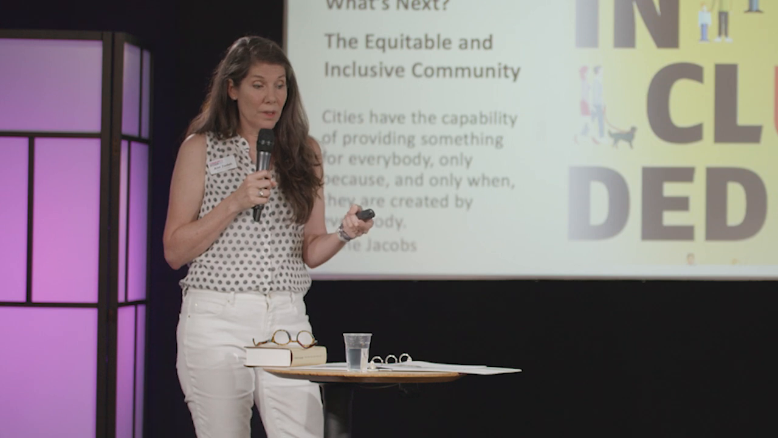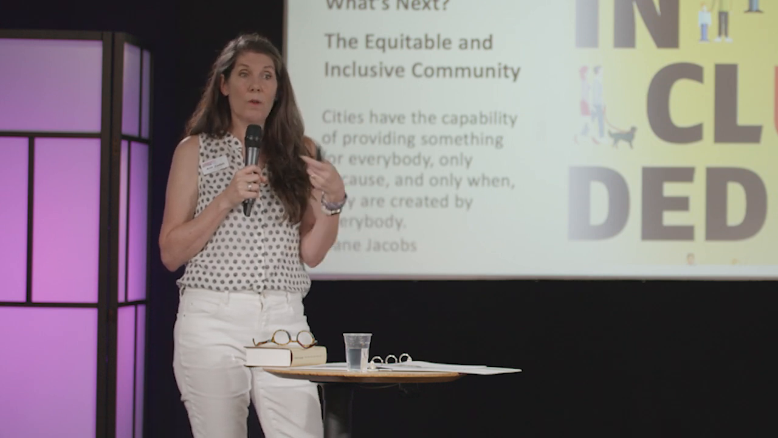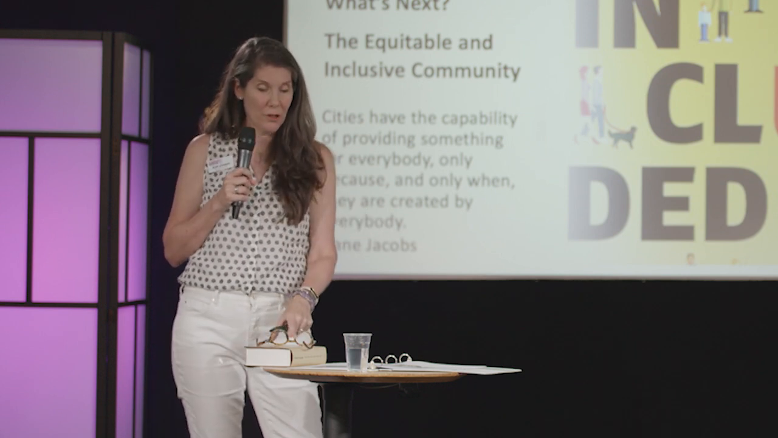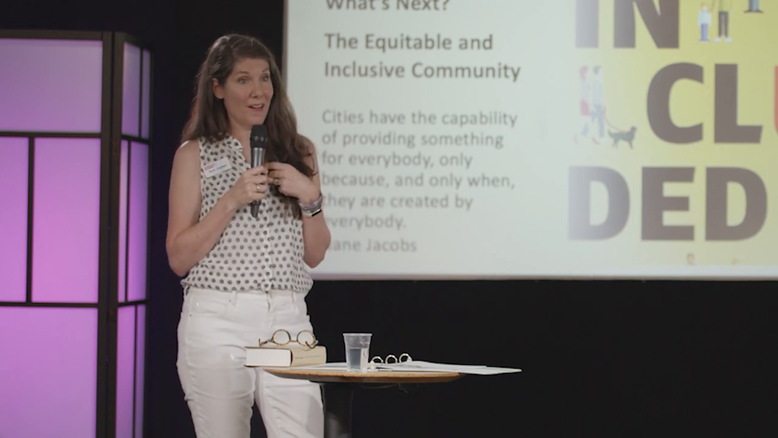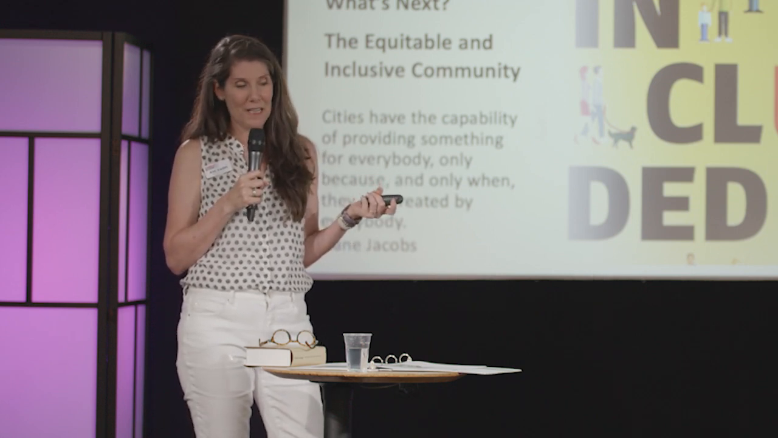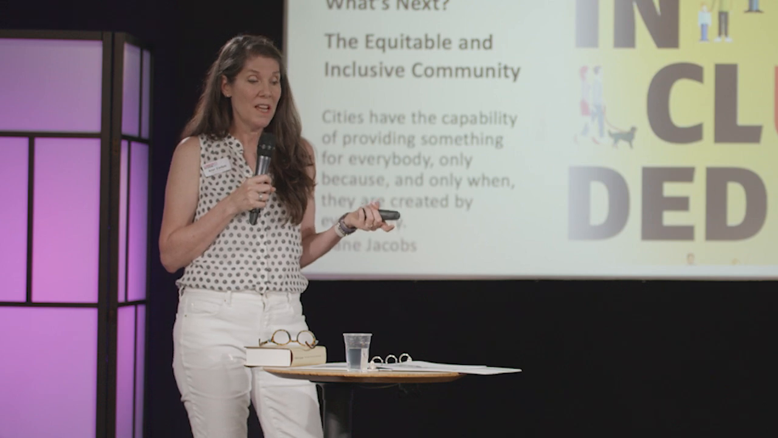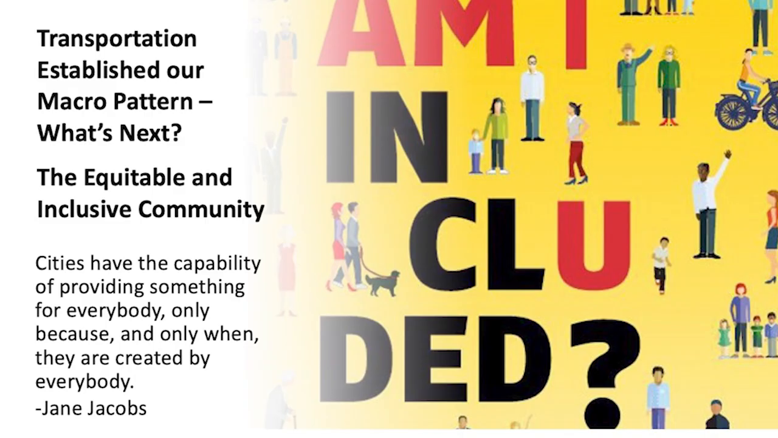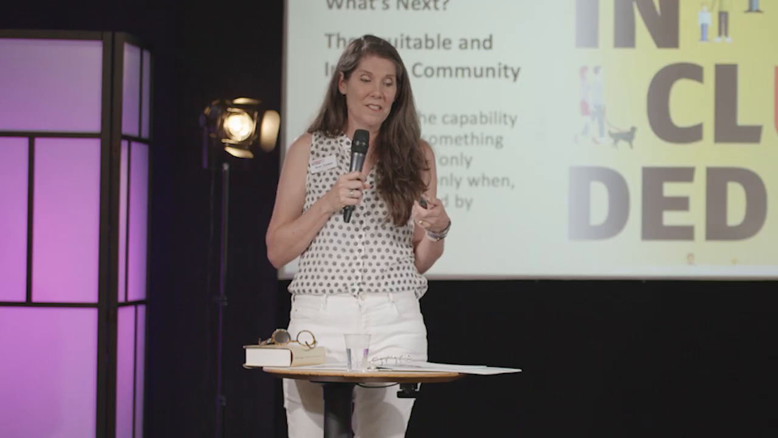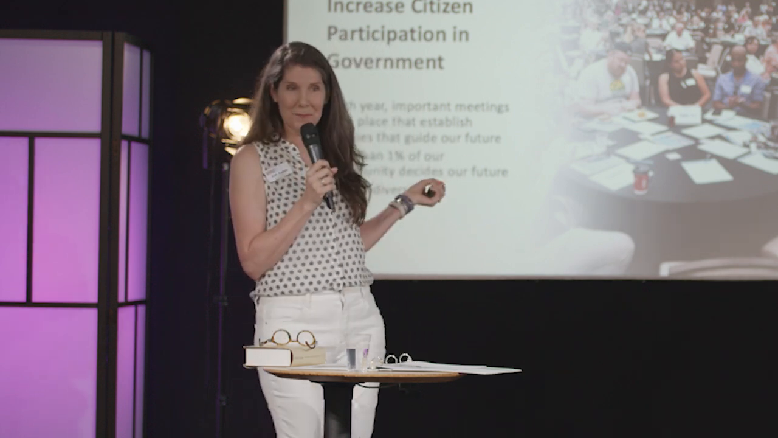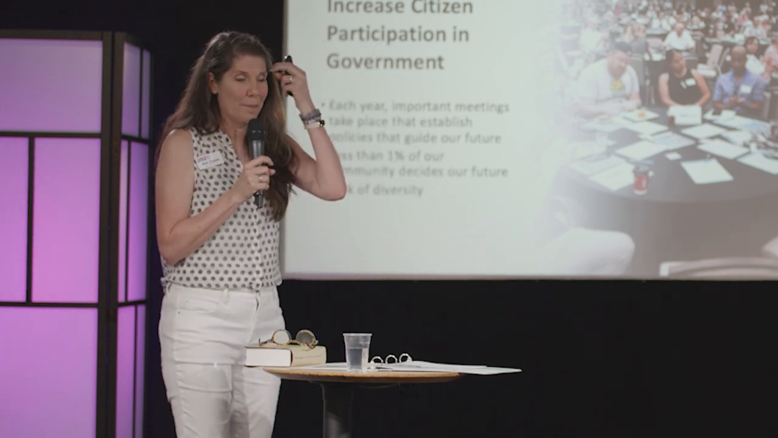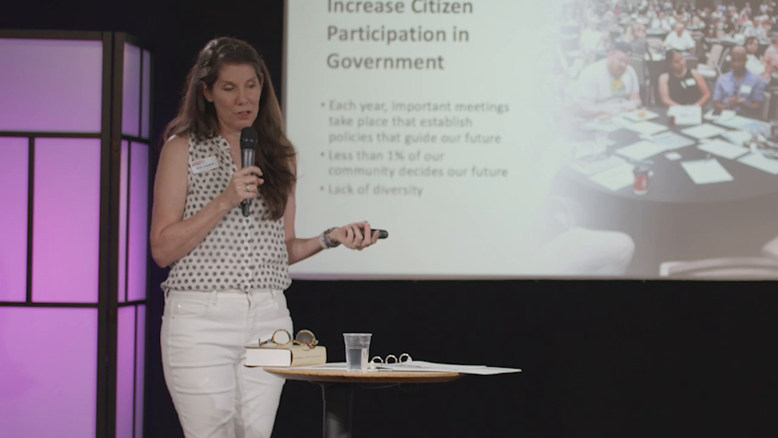But it's really important that, and this is the quote I referenced at the beginning where I said that the pattern book had a very long quote, but the quote that I live by and have as a city planner for many, many years is this quote from Jane Jacobs, that cities have the capability of providing something for everybody only because and only when they are created by everybody. And so this is kind of a call to action. And someone might recognize themselves in this photo here. But transportation has established our macro pattern again.